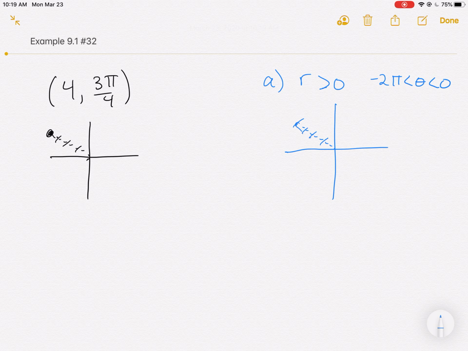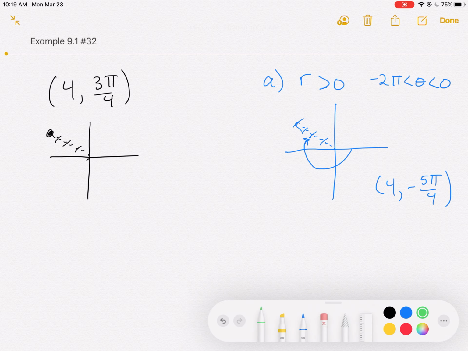So my r is still going to be 4, but now I'm going to think about what angle is that? Well, going this way, it's a negative angle, and it's just beyond 4 pi over 4, so it's 5 pi over 4. And that's the answer for A. When we go to do B, maybe we'll do B in green.